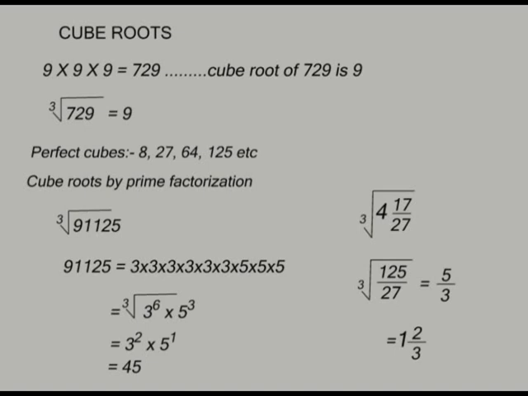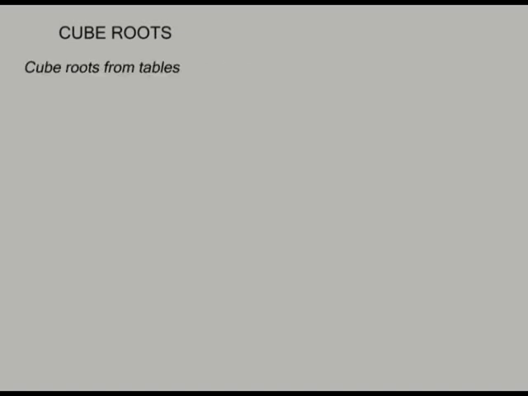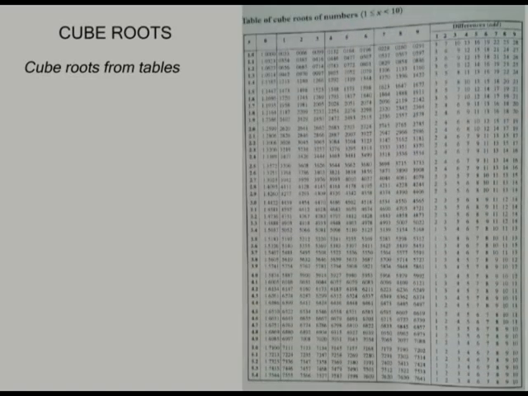Now, working cube roots this way is tedious. Then again, not all numbers can be expressed in prime factors. So we use the tables of cube roots. This is a cube root table. Tables of cube roots give the cube roots of numbers from 1.000 to 999.999. At this level, we will only have tables between 1.000 and 9.999. We read the tables just like before.